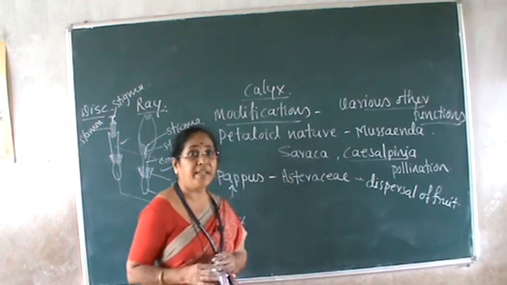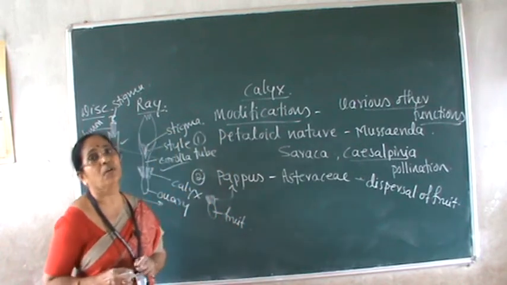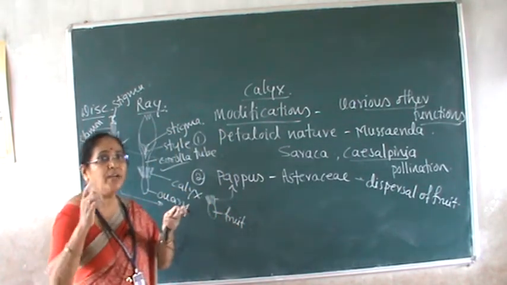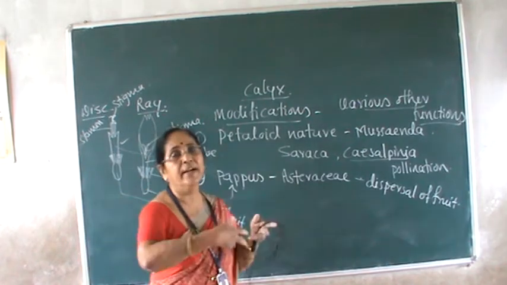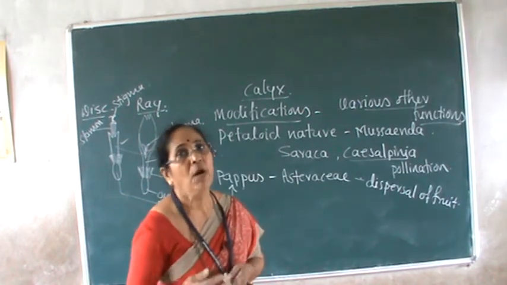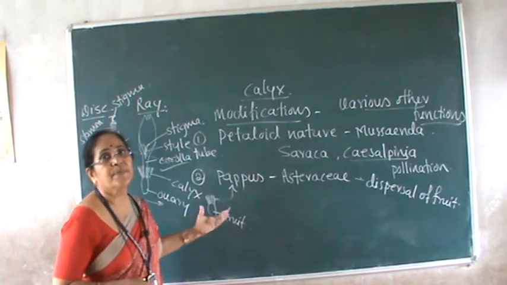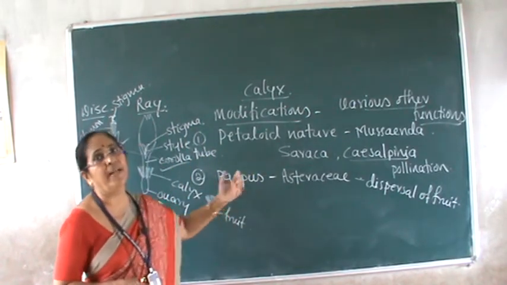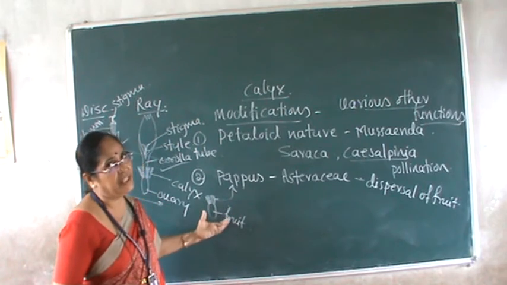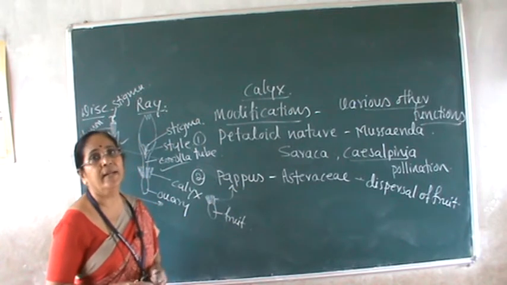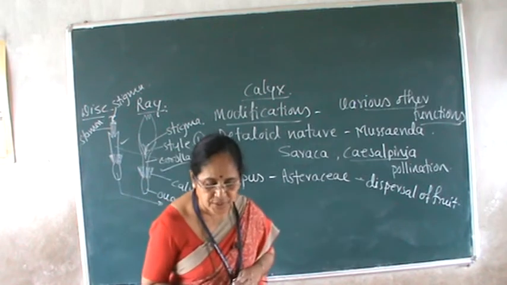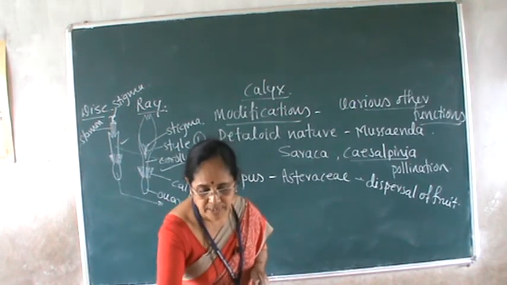Parthenium is a weed, and Eupatorium, the congress plant as we call it. If you get one Eupatorium this time, you will get hundreds of Eupatorium next time, because all the seeds are fertile and viable, and the weeds spread very easily from one place to another because of this mechanism. This is a very interesting example where the calyx is modified into a hairy structure, called the pappus.